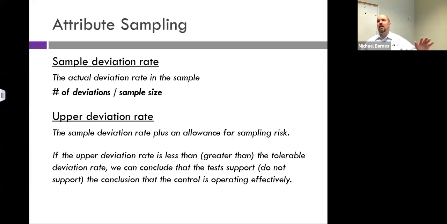We then compare this upper deviation rate to the tolerable deviation rate. If our upper deviation rate, the maximum that we'd expect in the population, is less than what we can tolerate, then we accept the control as being effective. If the upper deviation rate is greater than the tolerable deviation rate, then we say the control is not effective. Okay, we say there's a problem. Now, remember those numbers in parentheses? Those numbers in parentheses are actually counts of how many deviations we can see before the control fails. That's what that number was in the first table.